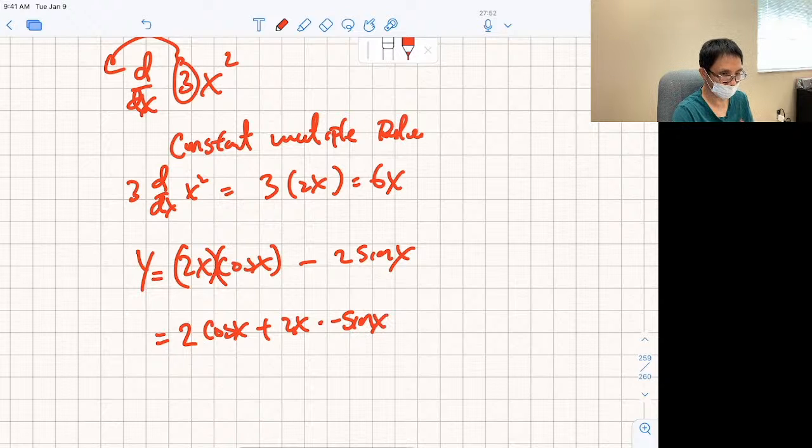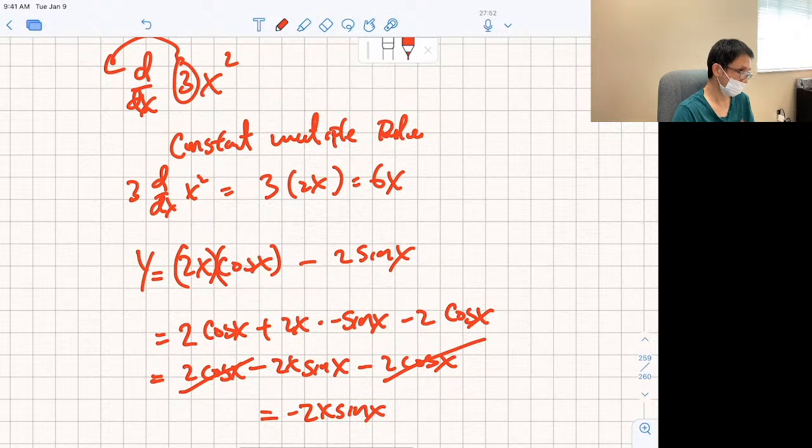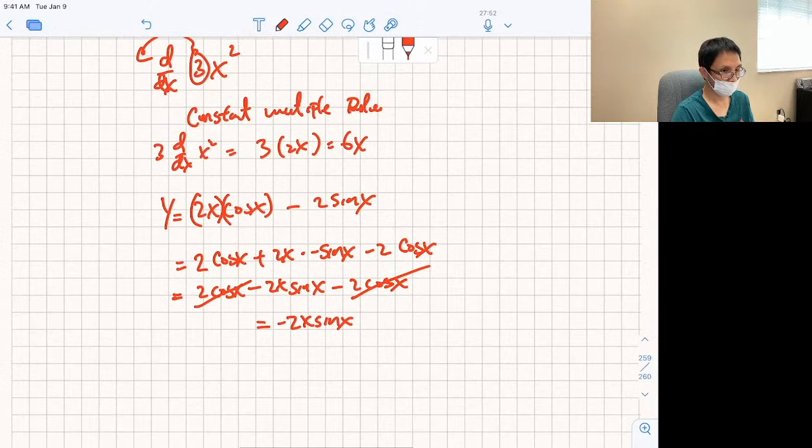This is very easy. Just pretty much take the 2 out, and take the derivative of the cosine of x. And that's it. So it'll be 2 cosine of x minus 2x sine of x minus 2 cosine of x, and the 2 cosine of x cancel out. Then my answer is 2x sine of x. So that's a product rule. So we just leave it in that form? Yep. There's nothing I can simplify more.